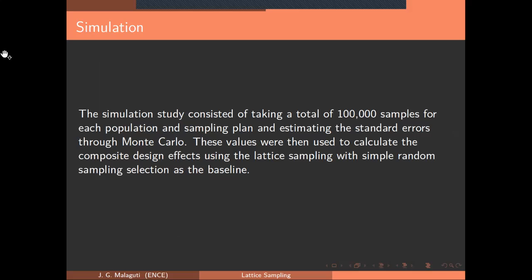This simulation study consisted of taking a total of 100,000 samples for each population and sampling plan and estimating the standard errors through Monte Carlo. These values were then used to calculate the composite design effects using lattice sampling with simple random sampling selection as the baseline.